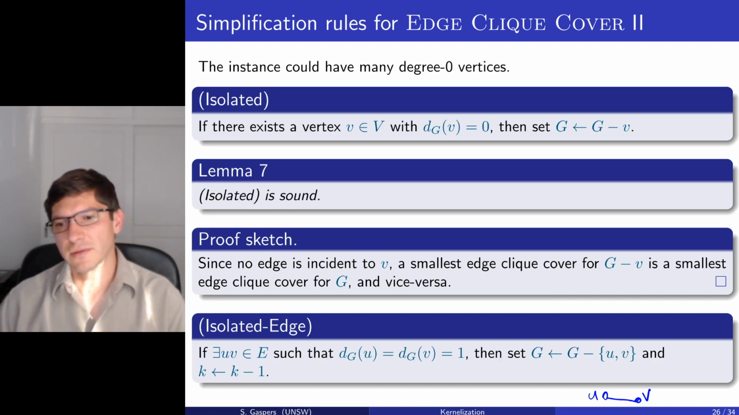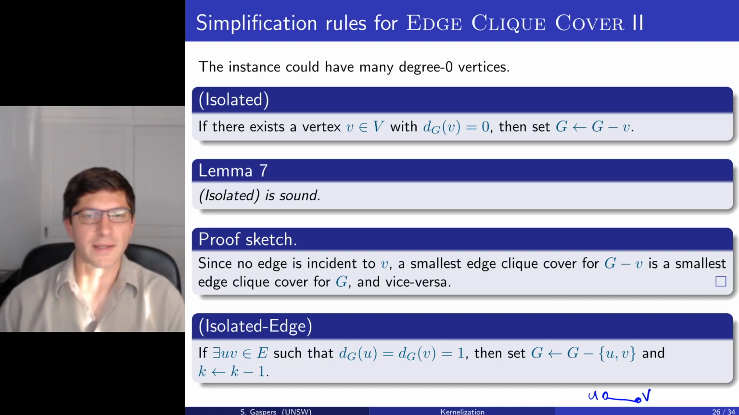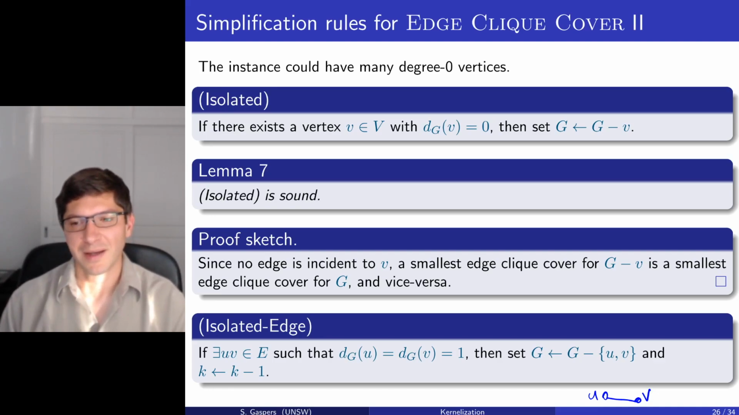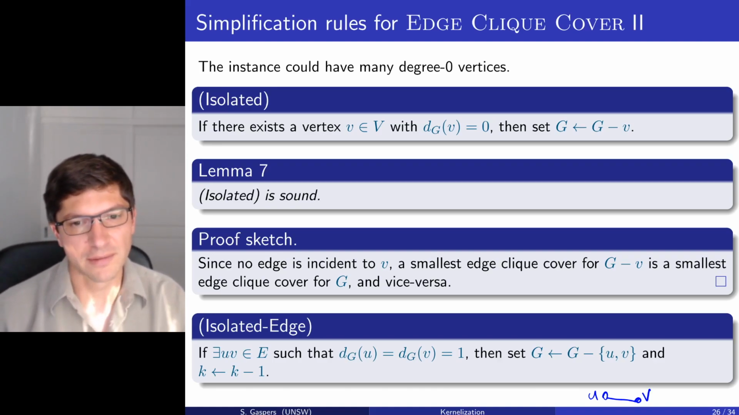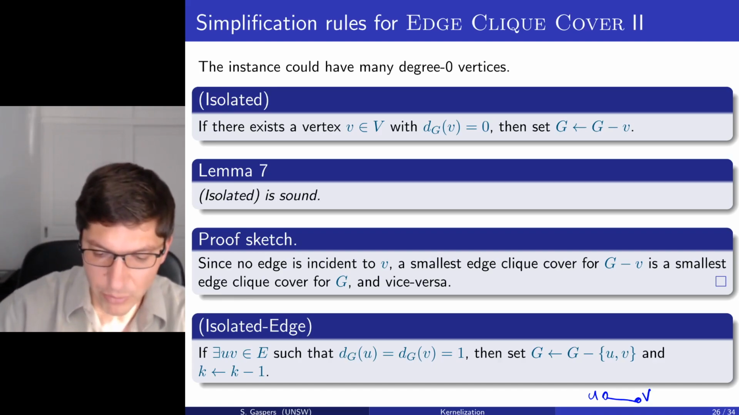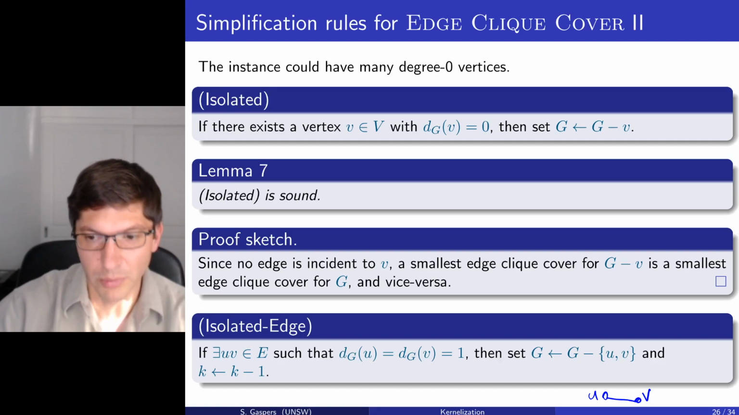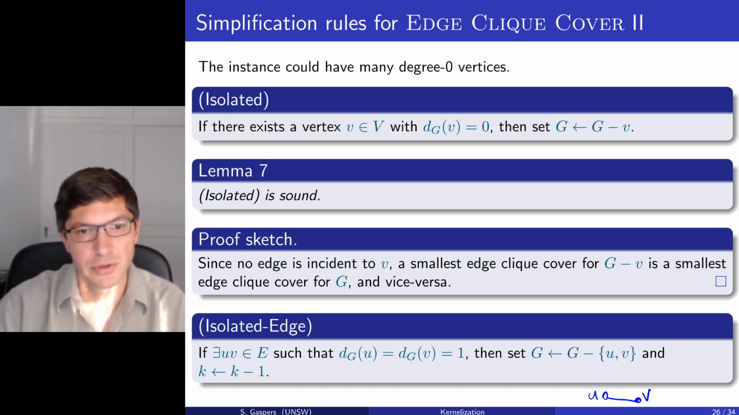But by deleting V, U gets deleted by the first rule, and so U will not be in any clique. So we need to handle this special case, and that's why we have this isolated edge rule, where we have one dedicated clique just to cover the edge UV. We need to cover it, and the only clique that covers it is the clique UV. So in this special case, if both endpoints of an edge have degree 1, we remove the two vertices and we decrease k by 1.